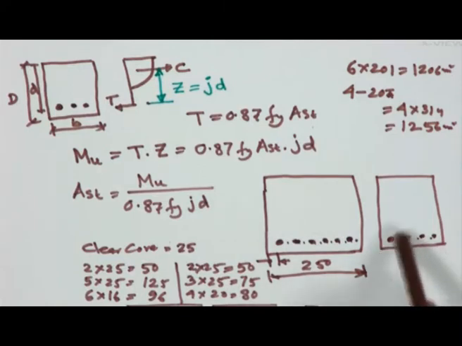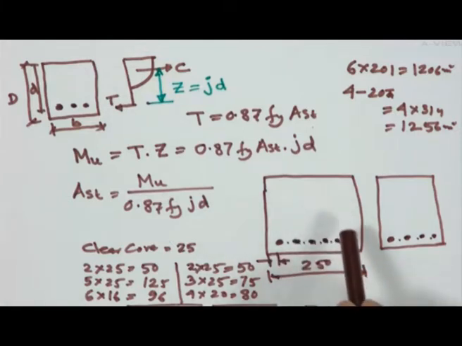But from the economic point of view, obviously increasing the width only increases the concrete quantity, whereas the steel quantity remains the same. So if you are compelled in that situation, it is better to go with increasing the width. That is another part. Second, that 250 millimeter is the thickness of the wall.